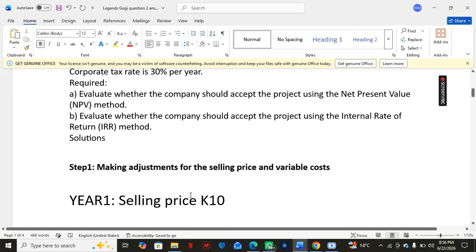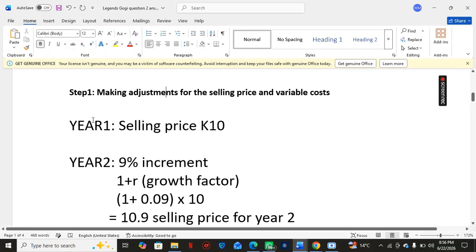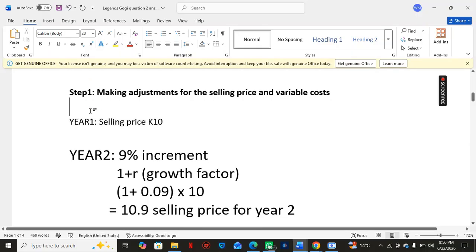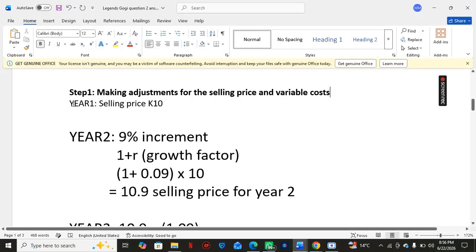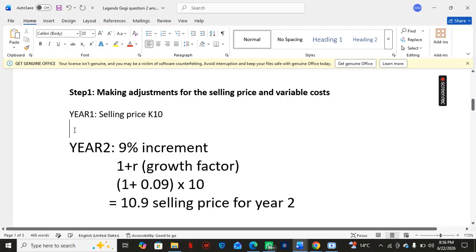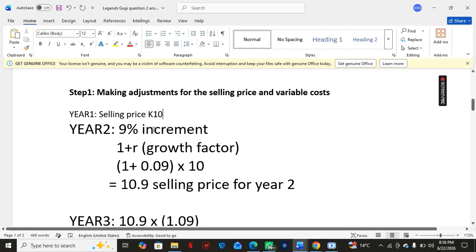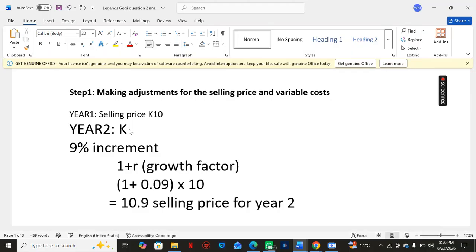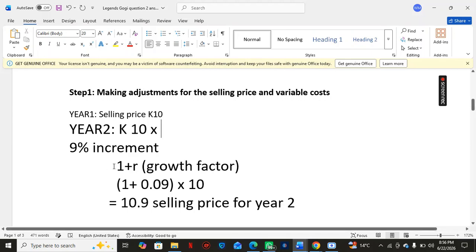All right. So year 1 selling price is going to be 10 kwacha. Year 2 is going to increase by 9%. So we're going to say 10 kwacha multiplied by, remember our growth factor here is 1 plus R. R is the rate, the inflation rate, which is 9%.